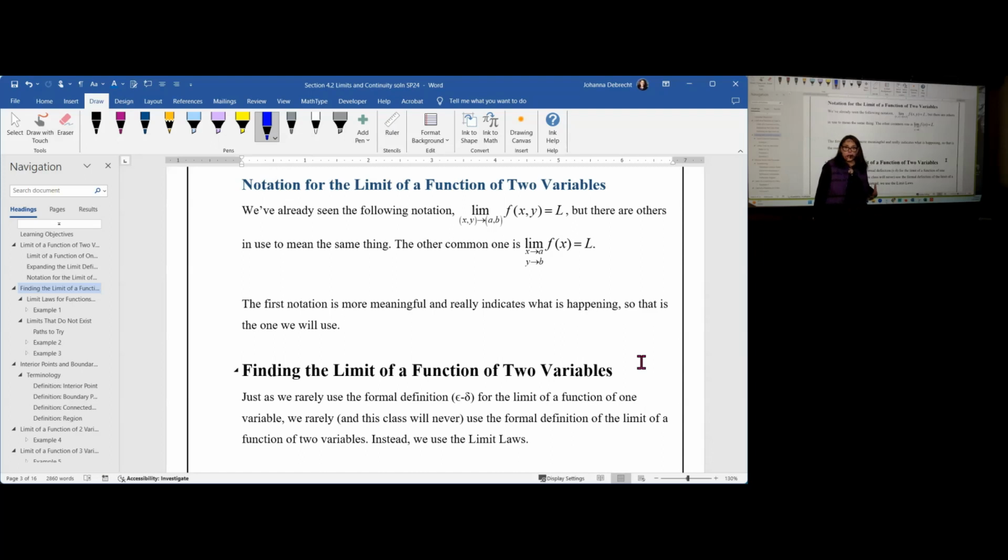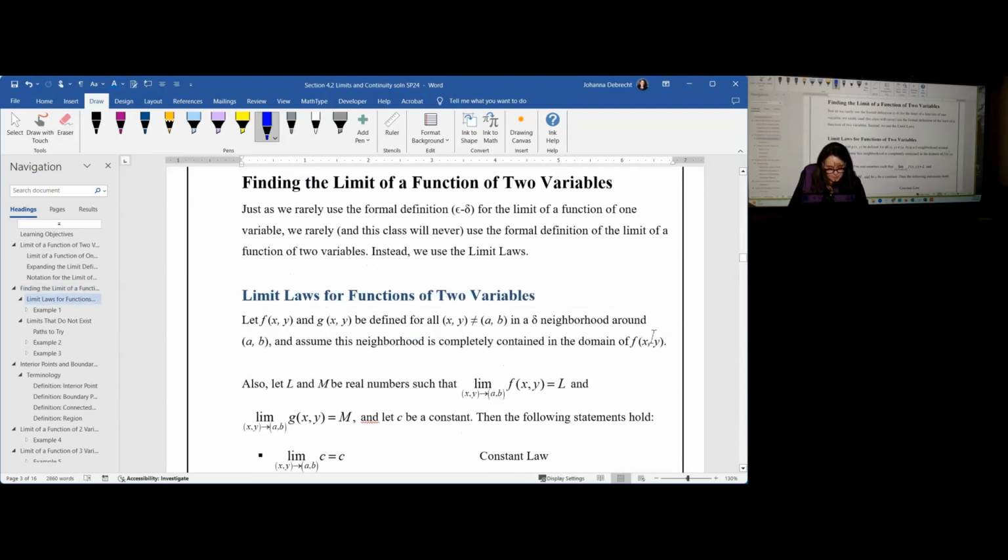It's also common to see it written the limit as x approaches A and y approaches B. But when you write it that way, you sort of lose the sense of what you're actually doing. You're taking an arbitrary value in a delta disk in the domain to approach a specific value. And you want to know, does the dependent variable, z in this case, approach some finite real number when you do that?